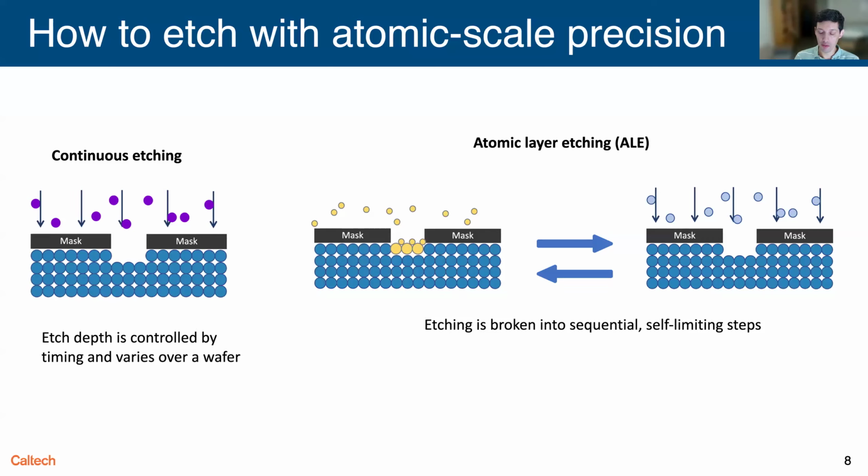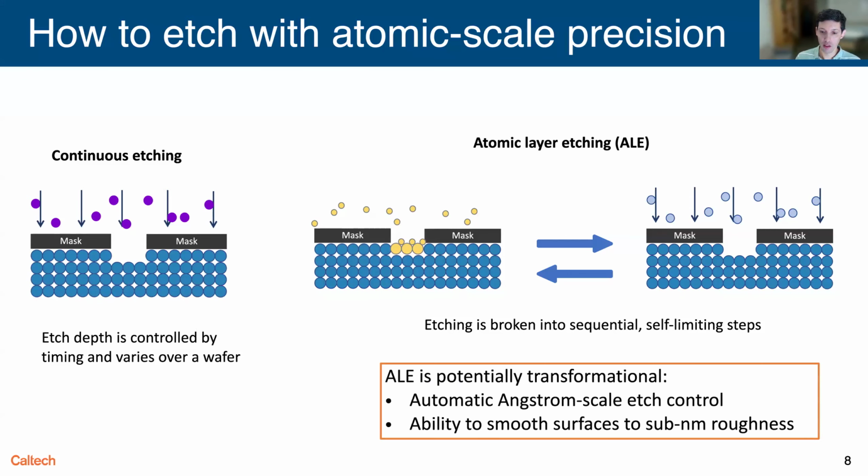If this sounds familiar, it is very analogous to atomic layer deposition, but here material is removed rather than deposited. So ALE is a potentially transformational technique in nanofabrication for this solid-state technology, because you automatically get Angstrom-scale etch control, which provides the fine ability to manipulate surfaces. And in addition, in many cases, it exhibits a surface smoothing effect to sub-nanometer scales, which is well below what could be achieved with existing techniques.